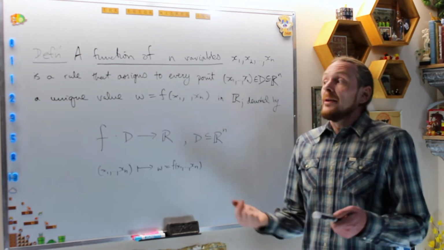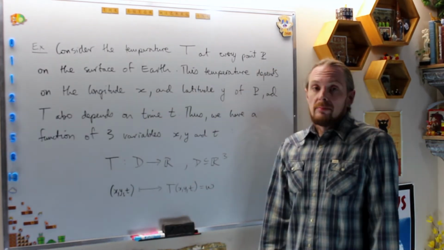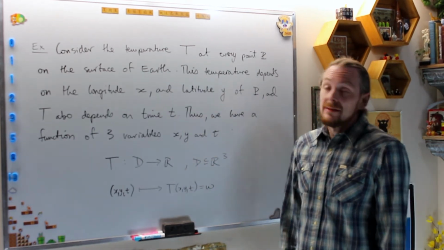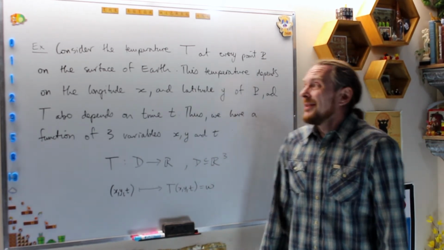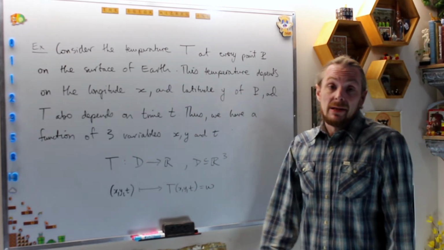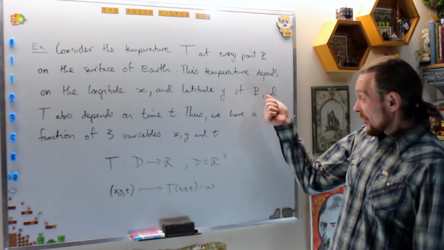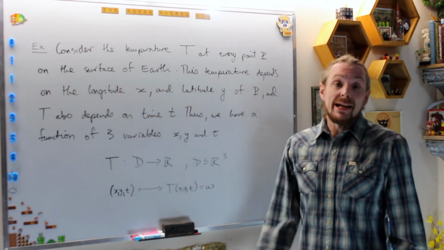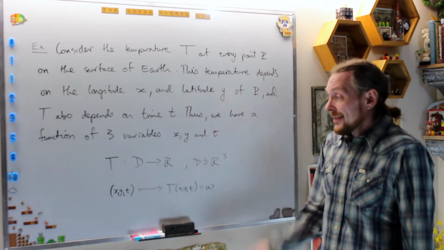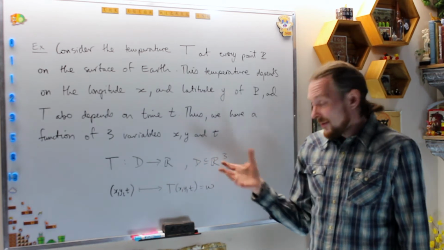Now let's consider functions of 3 variables and level surfaces. Before we do level surfaces, let's look at an example of why it's good to consider functions of more than one variable. Let's consider the temperature T at every point on the surface of Earth. This temperature depends on the longitude x and the latitude y of the point P, and it depends on time t. This means that we have a function of 3 variables, x, y, and t. T goes from D to R, where D is some weird subspace of R3.